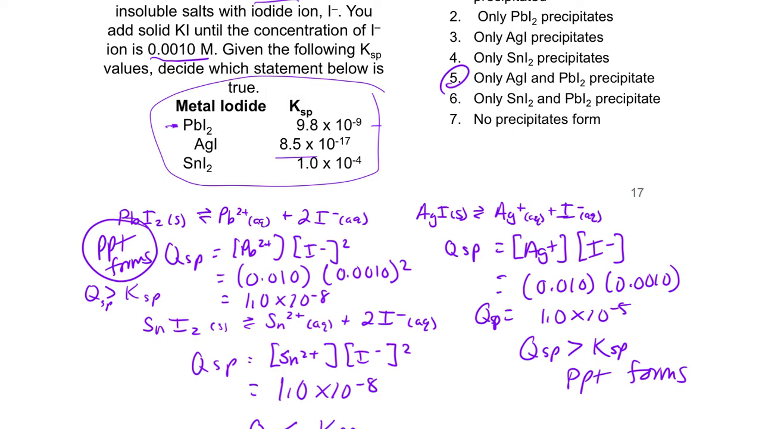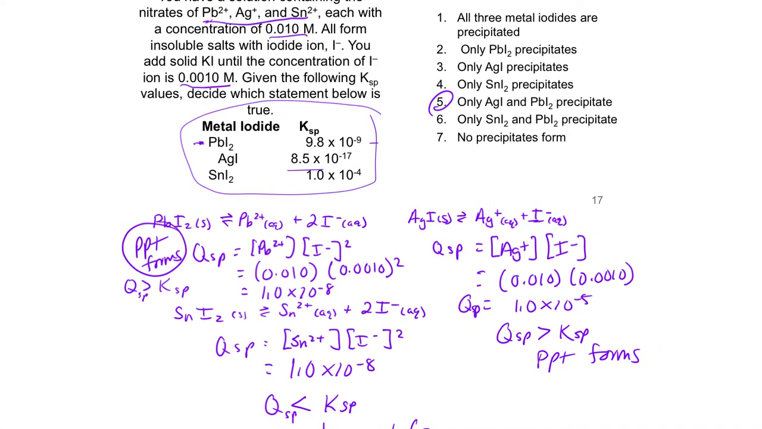Yes? For the lead, for PbI2, right? Yeah. So the QSP was 1.0 times 10 to the negative 8. But that's less than the KSP that they get. No, wait. No, it's 10 to the minus 9. Yeah, never mind. So Q is greater than K. Other questions on those? All right. Okay.